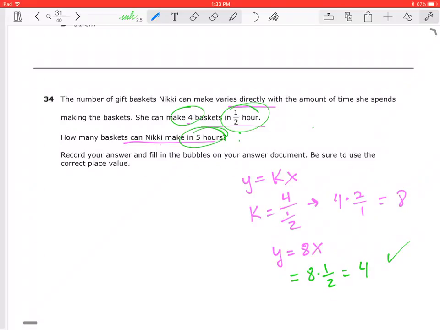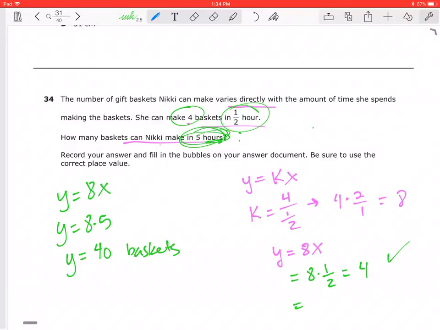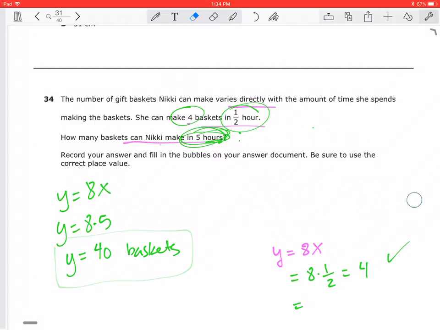Now, we want to know how many in 5 hours. So we're going to say y is equal to 8x. That's our equation. So y is equal to 8 times 5, so y is equal to 40. So she can make 40 baskets in 5 hours. That's not the only way you could have done this. We could have done it in half-hour increments if we can't remember how to set this up. So this is our answer.